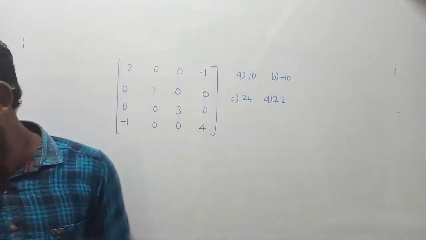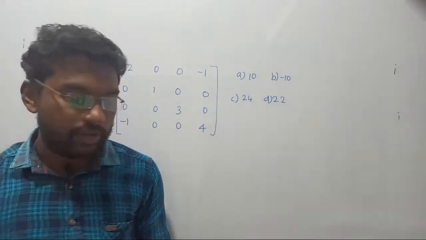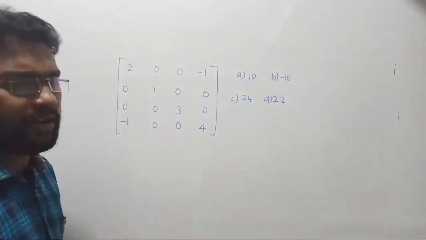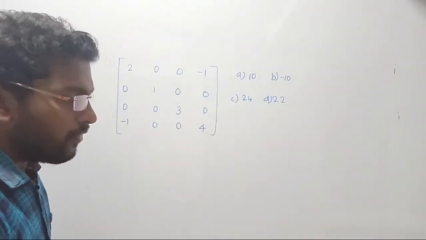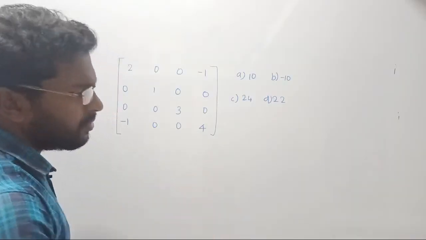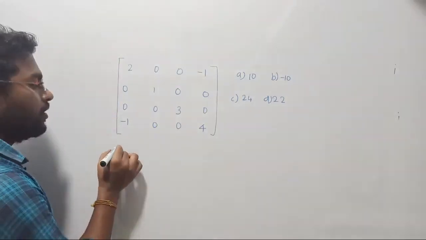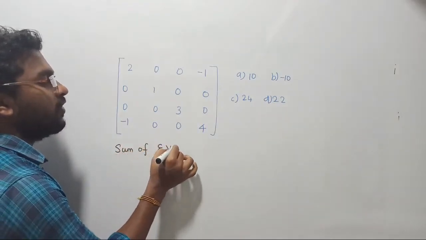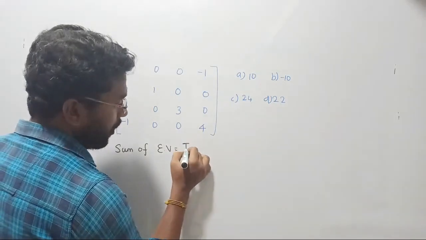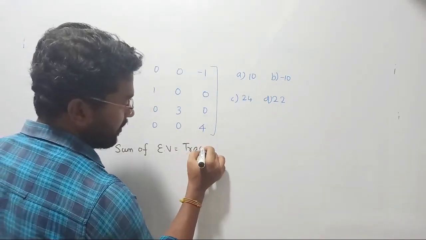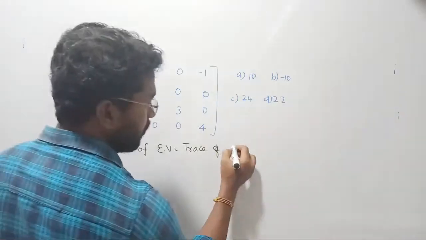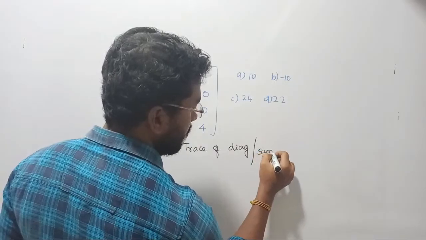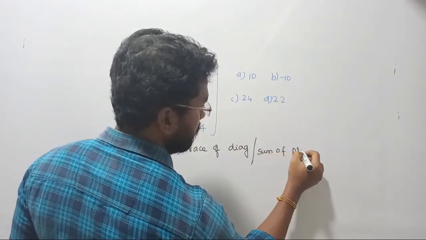Sum of the eigenvalues. We all know that this is very simple. Given it is a 4th order matrix, of course, it is 4 cross 4. Whenever we look at a 4 cross 4 matrix, the questions will be very easy. What we know is that the sum of eigenvalues should be equal to the trace of the diagonal, or we can write the sum of the principal diagonal. That's all.